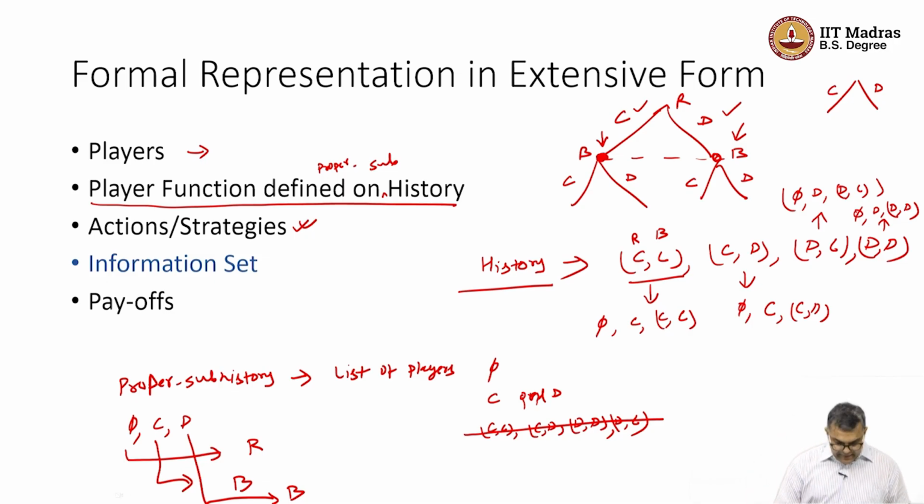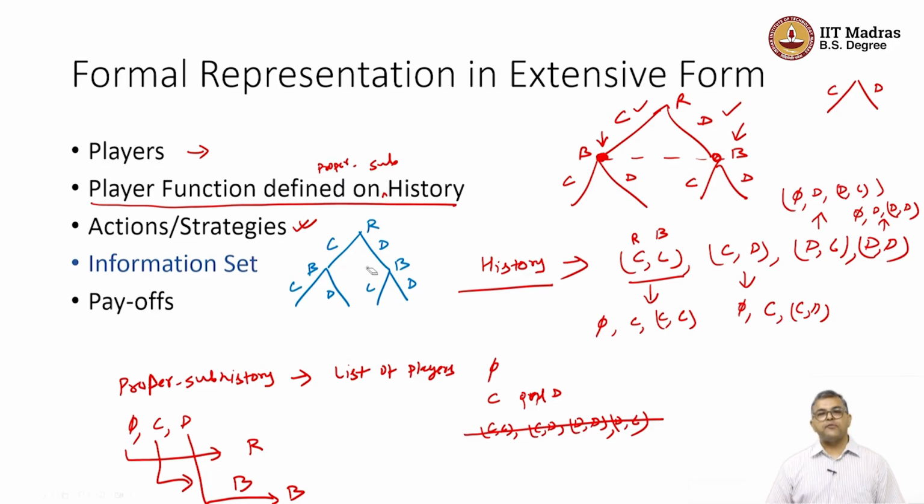For the time being, let us consider a slightly different version of the game, where Ranga moves here and Billa moves then. What happens in this particular case? Notice that there is no dotted line. I am not drawing any dotted line. What does it mean? That when Billa moves, Billa knows what Ranga has done. So in this case, at this node Billa has 2 actions, C or D. At this node Billa has 2 actions, C or D.